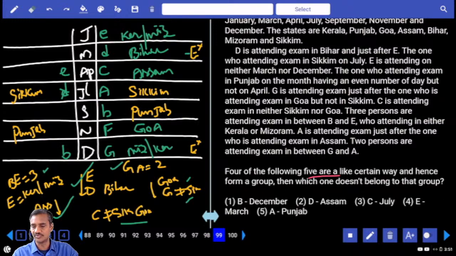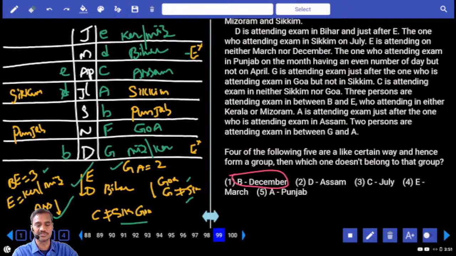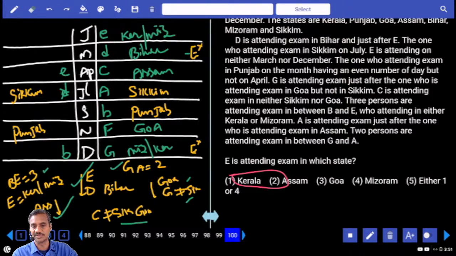And 99. Which of the following is the odd one out? B and December, there is exactly one person between these two. D and Assam are adjacent to each other. C and July are again adjacent. E and March are adjacent. And A and Punjab are also adjacent. Except choice 1, in the remaining the person and the month are adjacent to each other. Hence choice one is the odd one out, question number 99.